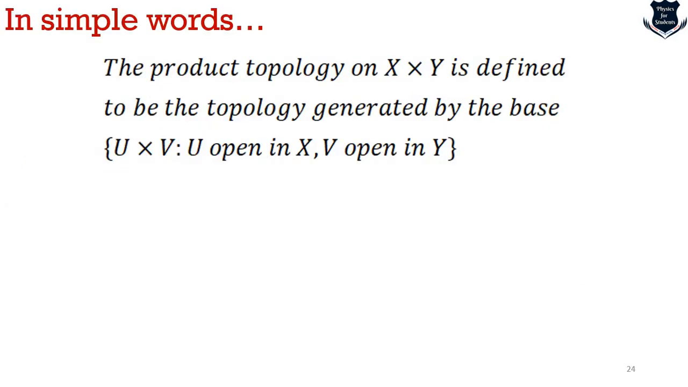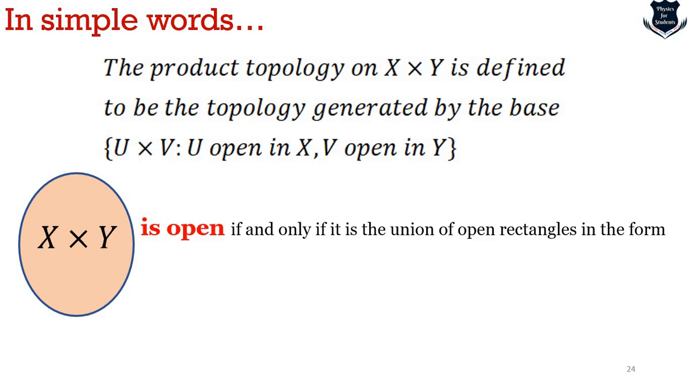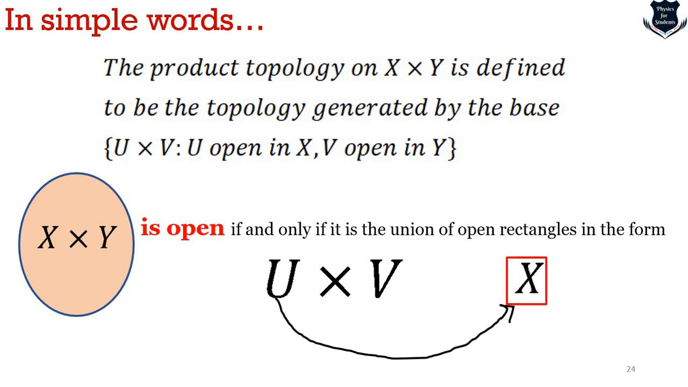Okay, so in simple words, what we can say is that the product topology on X multiplied by Y is defined to be the topology generated by the base, this one, where U is open in X and V is open in Y. Okay, so in other words, what we can say that if, for example, X and Y are the two sets, this is open if and only if it's the union of open rectangles in the form U multiplied by V, right? So this is how, and this U is open in X and V is open in Y, right? So this one U is open. This will be represented now. We will replace these variables as U1 and U2, but currently let us consider U is open in X and V is open in Y. Okay.